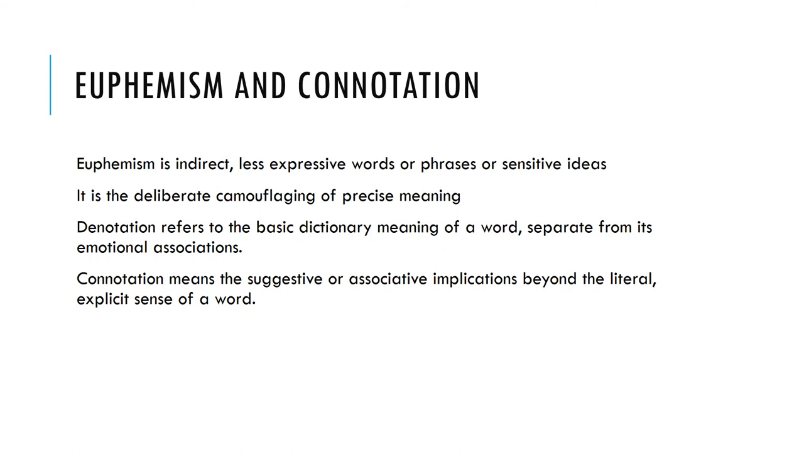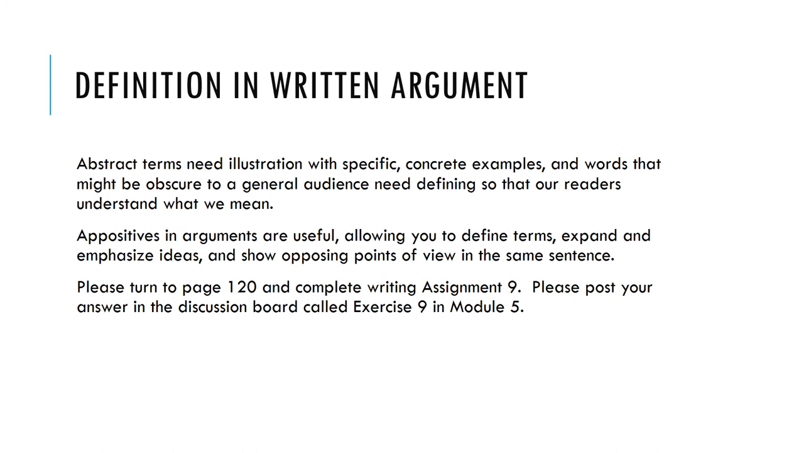Let's think about how definition can help us in our written argument. Abstract terms need illustration with specific, concrete examples, and words that might be obscure to a general audience need defining so that our readers understand what we mean. For example, if you're writing an argument on a fairly scientific and technical topic, you're going to need to define terms so that all of your readers will understand without having any scientific background. Appositives in arguments are useful, allowing you to define terms, expand and emphasize ideas, and show opposing points of view in the same sentence.